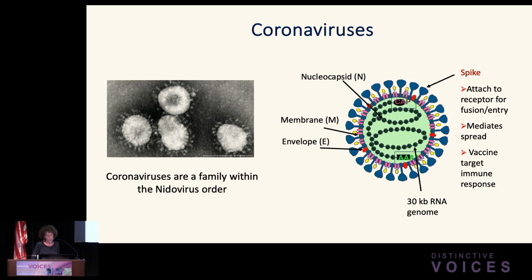And then there are other proteins here called membrane and envelope protein, two other smaller proteins in the viral membrane. And some coronaviruses have another protein called hemagglutinin esterase that forms those yellow smaller spikes. SARS-CoV-2 doesn't have this protein, but some other coronaviruses do. And it's similar to a protein expressed by influenza.